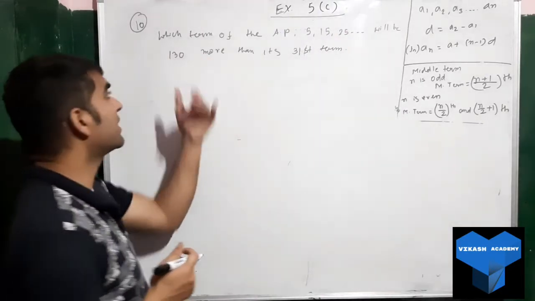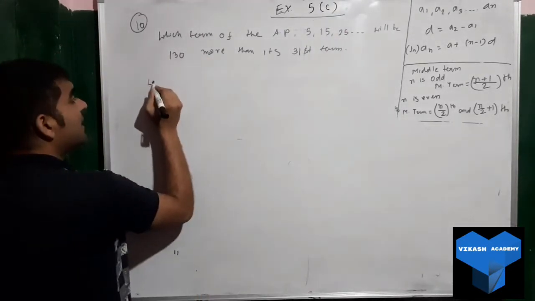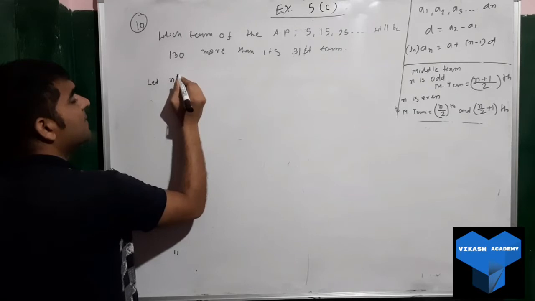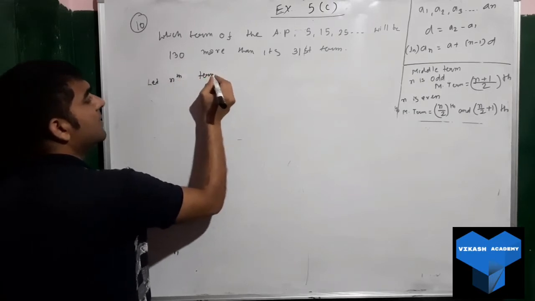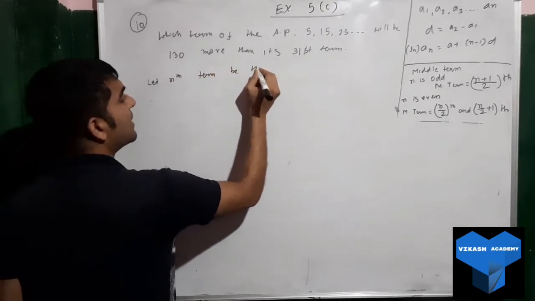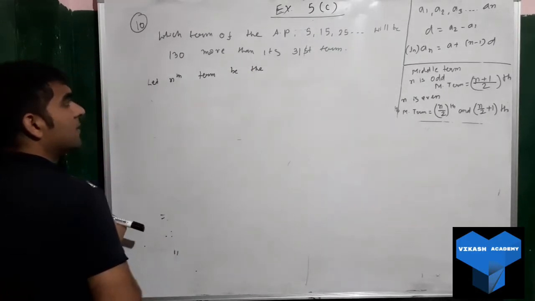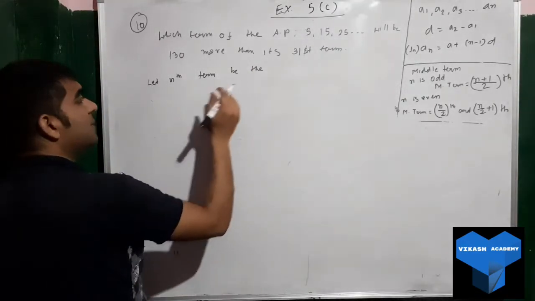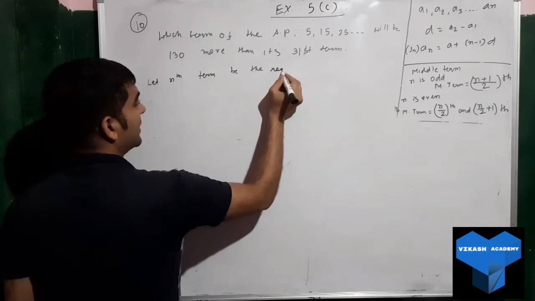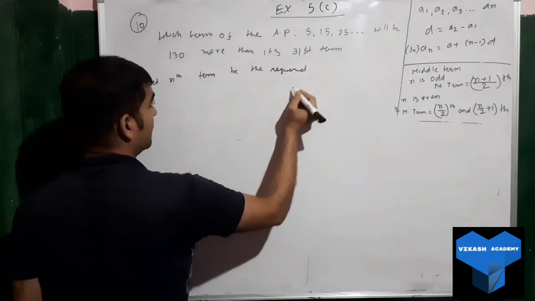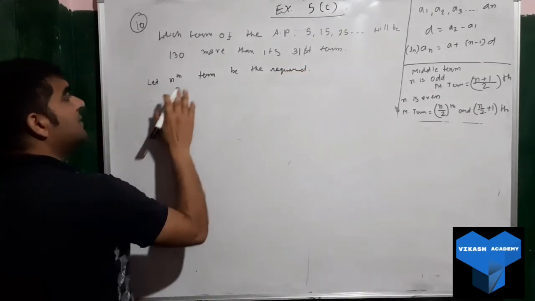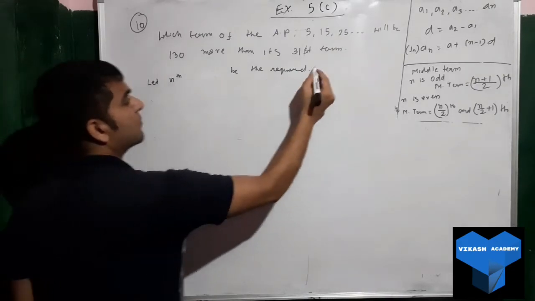So what will I write? We have to find n, right? We'll write: let the nth term be the required term. I will write like this.